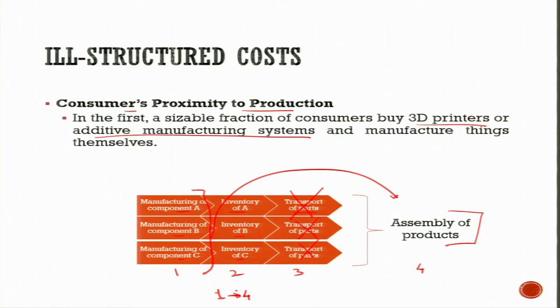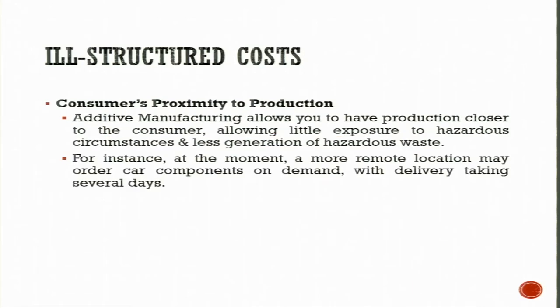So this is a second step in which customers submit their designs to a company that makes their products. Now, the third scenario could also be there, where the commercial manufacturing sector adopts additive manufacturing, which could alter the design and production technologies. That also happens in this case. So consumers' proximity to production in additive manufacturing allows you to have production closer to the consumer, allowing little exposure to hazardous circumstances and less generation of hazardous waste.